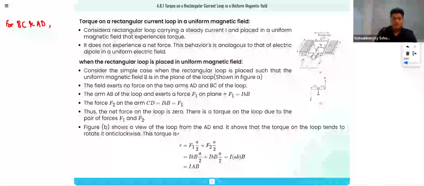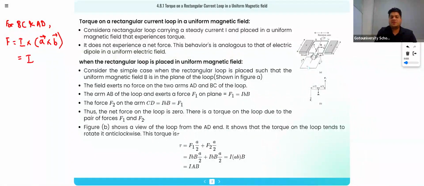What is force? Yes, force will be I into A cross B. So this will be equal to what? When you remove the cross sign, you will get IAB sine theta. For BC, if you check, BC current and A will be in the same direction. Same direction means theta will be 0, and sine 0 value is 0.